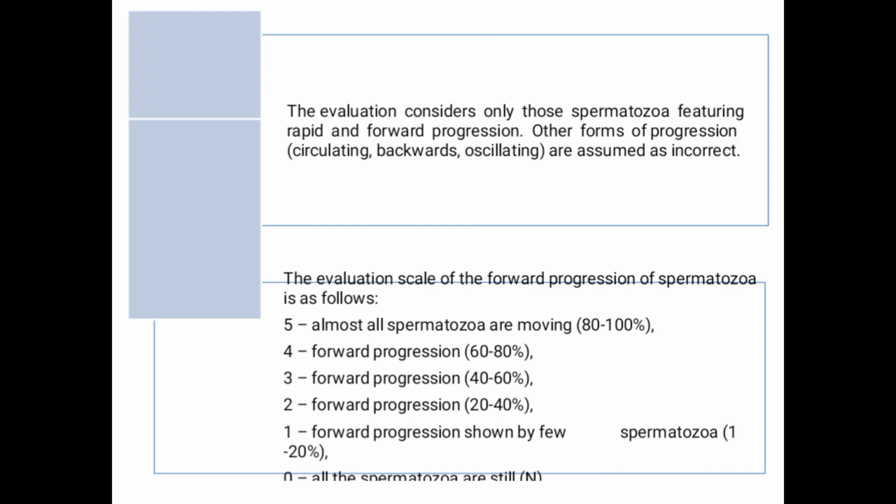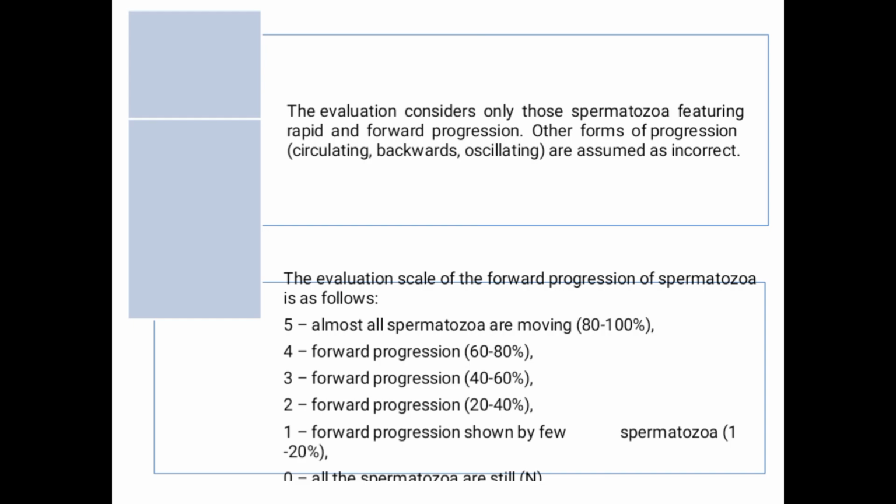The evaluation considers only those spermatozoa featuring rapid and forward progression. Other forms of progress like circulating, backward or oscillating are assumed as incorrect. So the mass evaluation should be based on mass progression, or unidirectional or parallel movement.